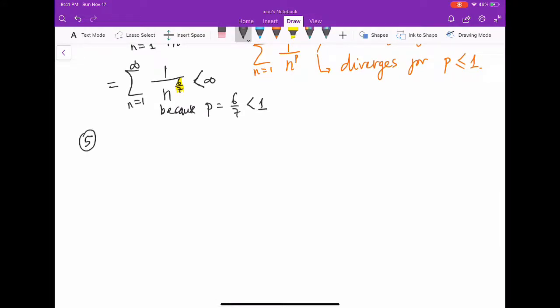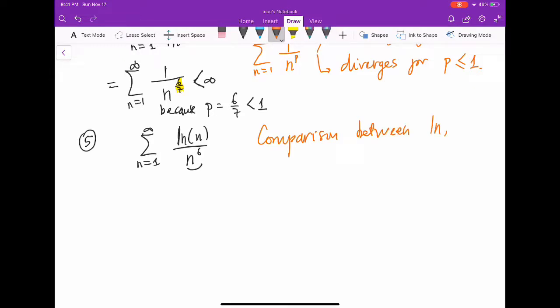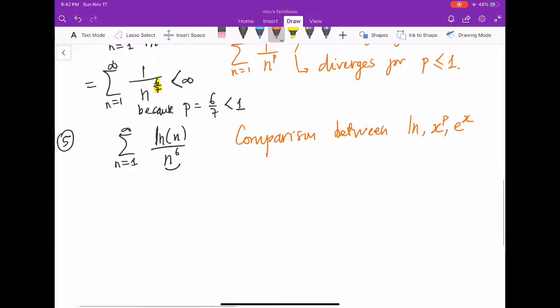Problem 5. We need to consider the convergence of the following series: ln n over n to the 6, n from 1 to infinity. That is also a very typical problem when you have ln n and n to the 6, or to any power. So in this situation, we need to use comparison between ln x, x to the p, and then sometimes you need to use e to the x if they give you that. Anyway, I will remind you.